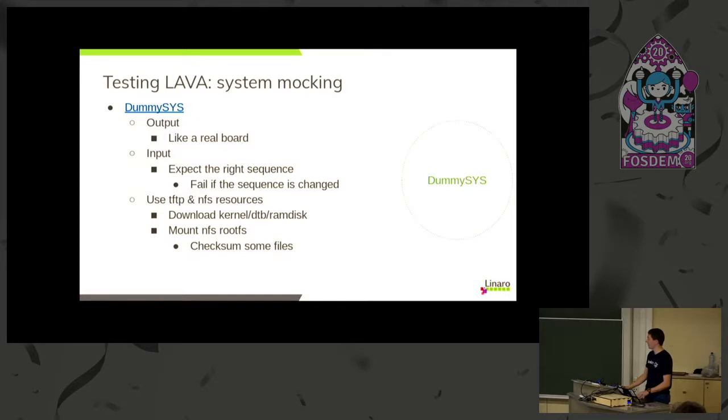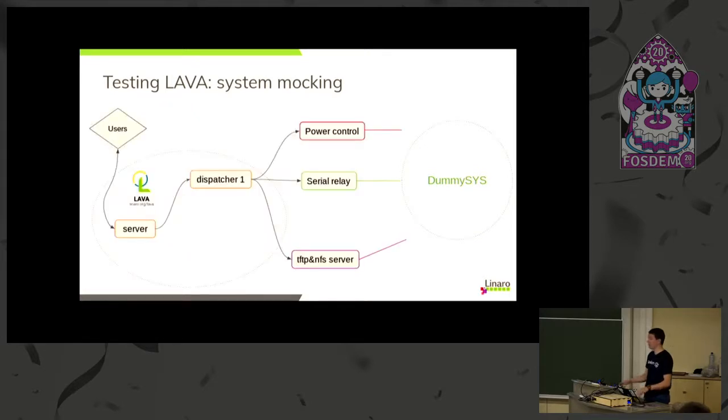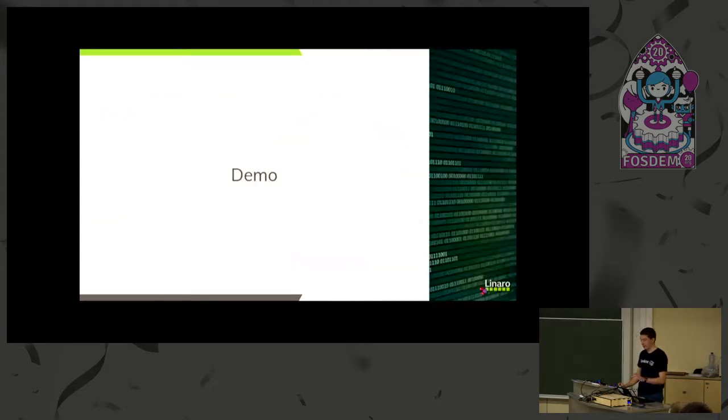Thanks to DummySYS, we are respecting the boundaries. From the dispatcher side, it looks like there is a board. And from the board side, DummySYS is checking that the resources that are provided by the dispatcher are the right ones. I believe that it's not easy to understand, so let's make a really small demo.